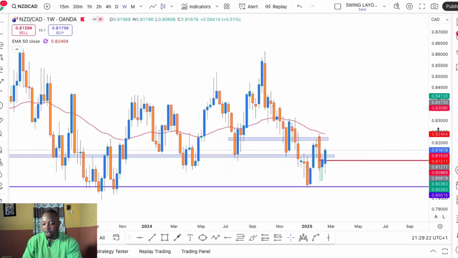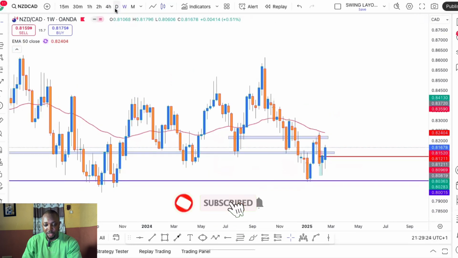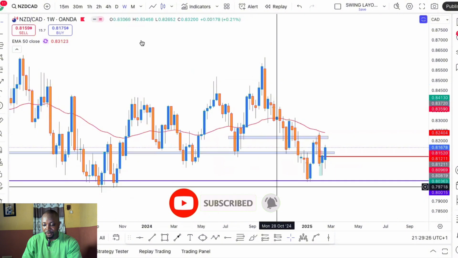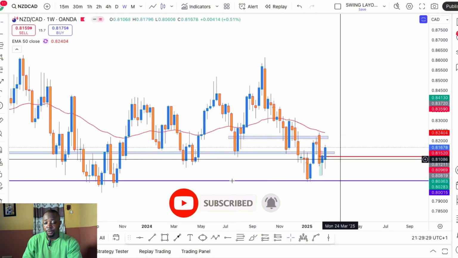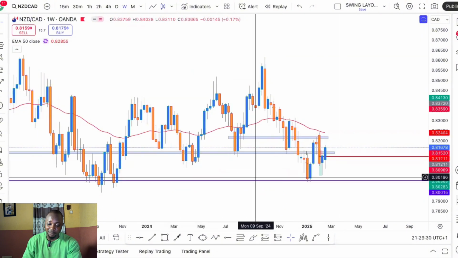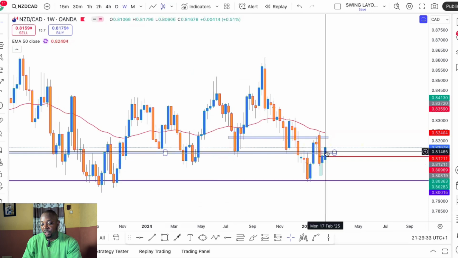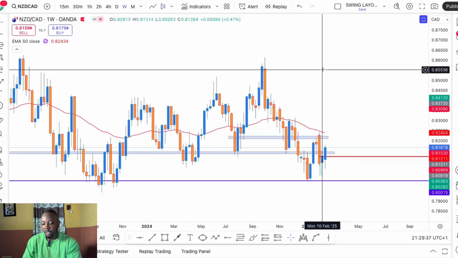NZD CAD, I'm bullish on NZD CAD. Not bullish like I'm expecting it to go all the way up, but at least I'm expecting it to come all the way to this bull zone over here.